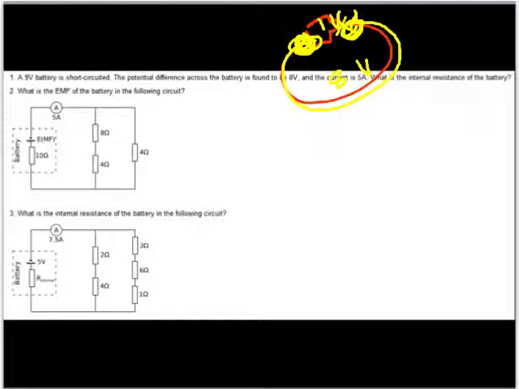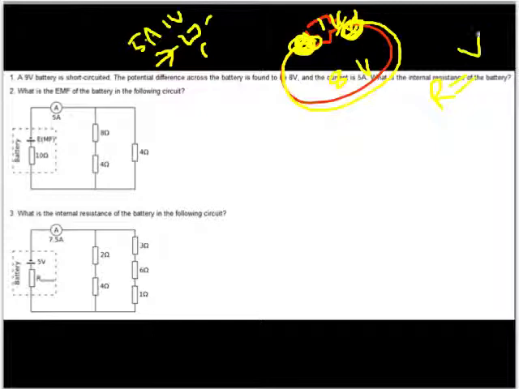Current is 5 amps. 5 amps is everywhere, including through the cell. So that means in the internal resistance in the cell, we have a potential difference of 1 volt and a current of 5 amps going through that resistor. So using V equals IR, in this case R equals V over I, it will be equal to 1 over 5. And simplify.